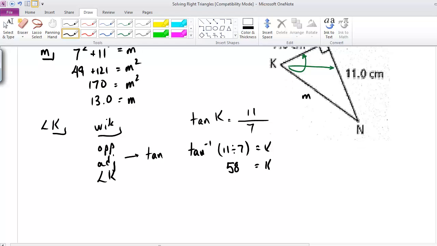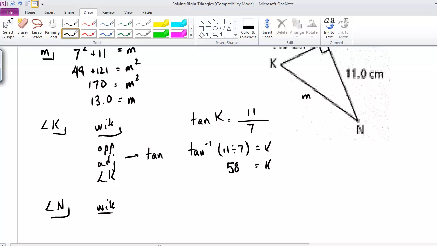Now, given I know angle K, I know angle N. When I add up the interior angles of a triangle, it all adds up to 180 degrees. But if I made a mistake with angle K, then my angle N is wrong as well. So I'm going to do the exact same thing as I did above.